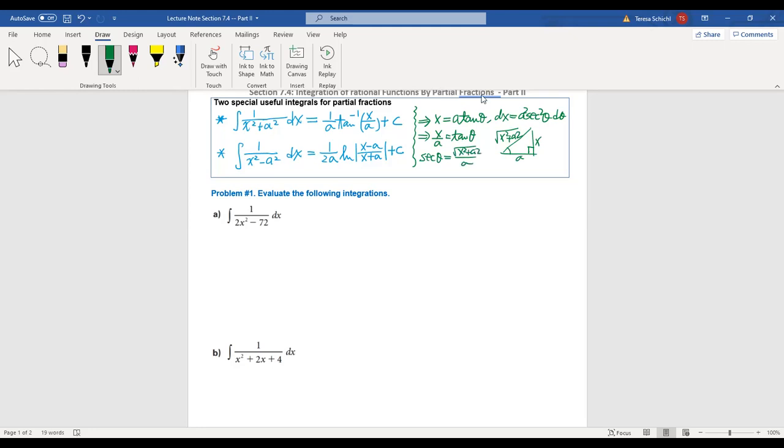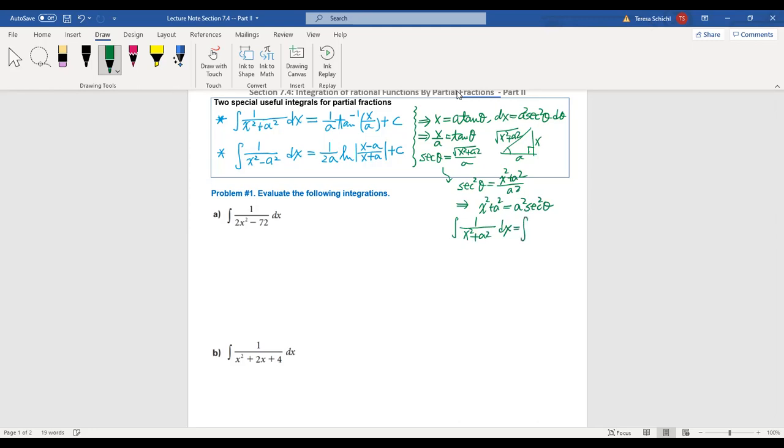Now, because here we don't have the square roots, I can square both sides. So secant squared theta is equal to x squared plus a squared over a squared. Did you see? Here we come out with this. So x squared plus a squared is equal to a squared secant squared theta, right? Then you can substitute back into your integration. So now your integration is 1 over x squared plus a squared dx, right? Then we can substitute back.